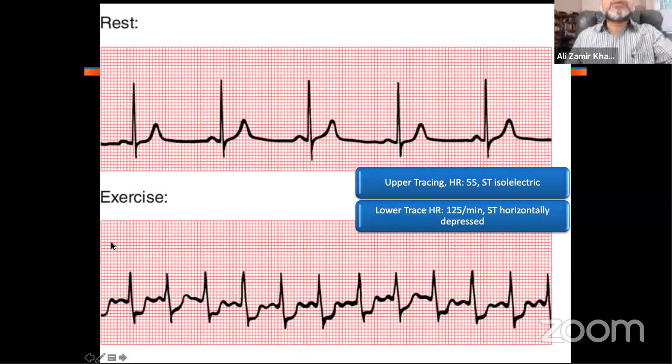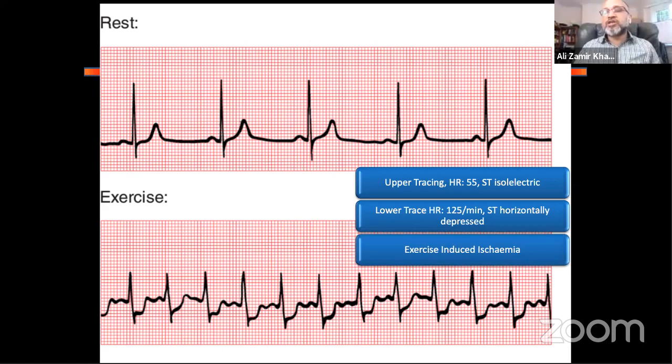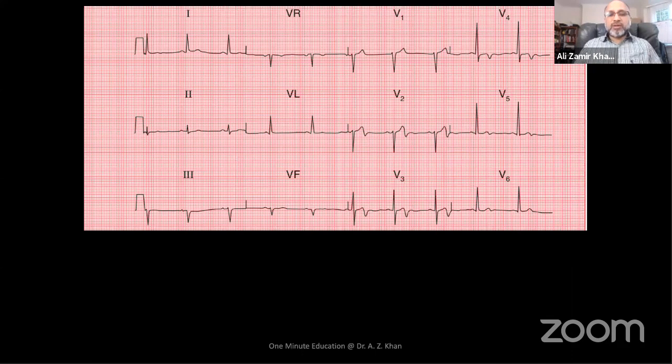But the moment he started to exercise, there is depression of the ST. Can you see that? This is depression of the ST. So this is not infarcting, but this is ischemia. Okay, this is ischemia. So this is exercise-induced ischemia. So this is the way to identify it: the ST depression gives you an indication that there is ischemia in this patient when he's starting to exercise, okay? So let's go through this one.